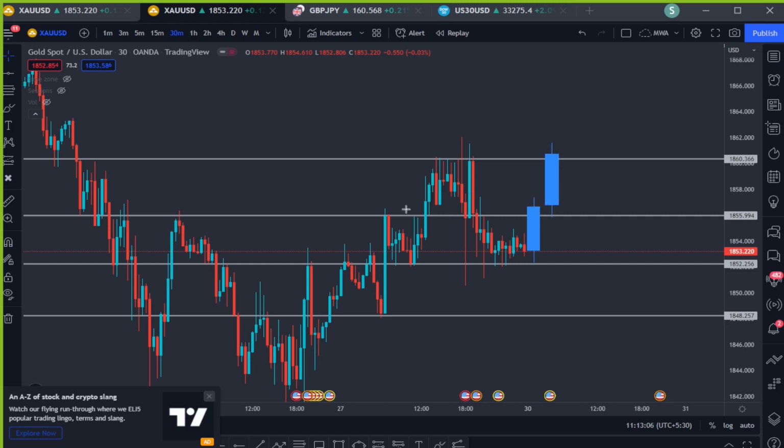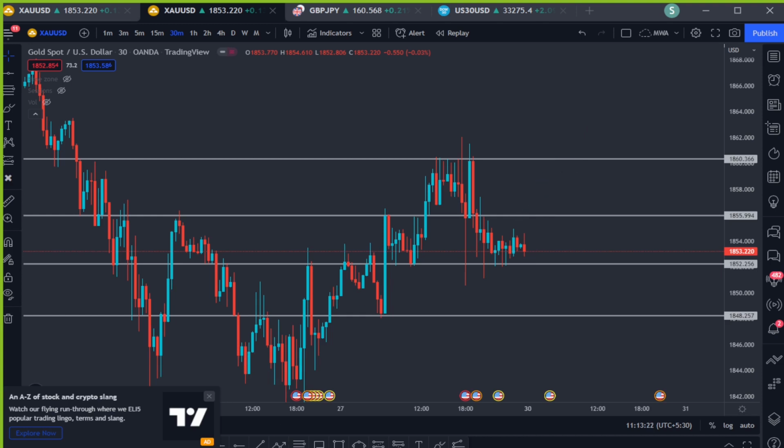So first entry can be here after making a bottom wick. The second entry is once we close above this area, so then we can move to the next resistance, like this. So this is what we are going to expect on the 30-minute chart as well. But this is in terms of long trades.